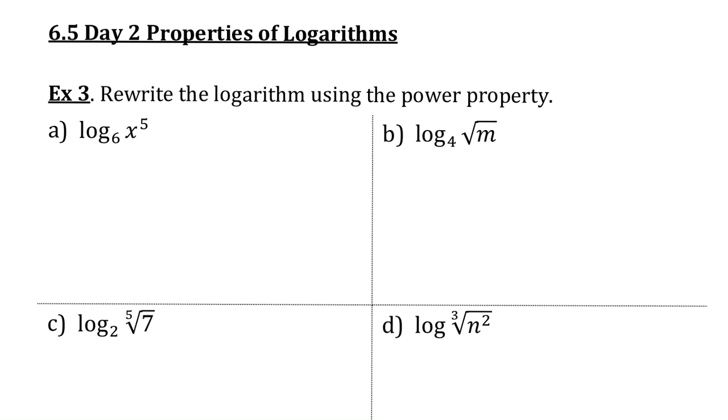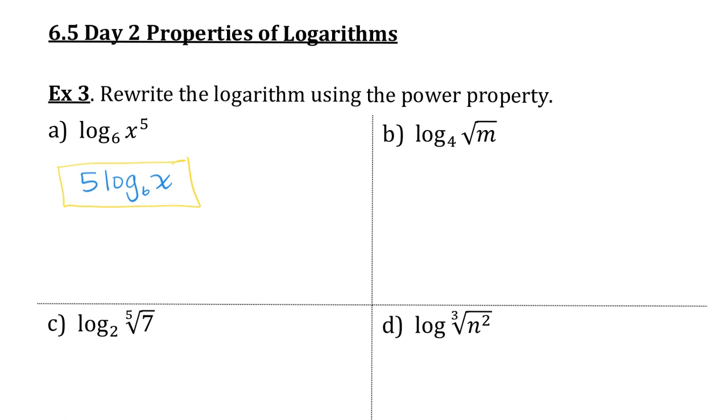Okay, 6.5 day 2, we're just continuing our log properties with a little bit of radicals. Okay, so I'm going to rewrite the logarithm using the power property just like the last one. So for the log base 6 of x to the 5th, I'm going to bring the 5 down. Okay, and we're just practicing the skill. There will be times at which that's useful, so we're just practicing it for that.